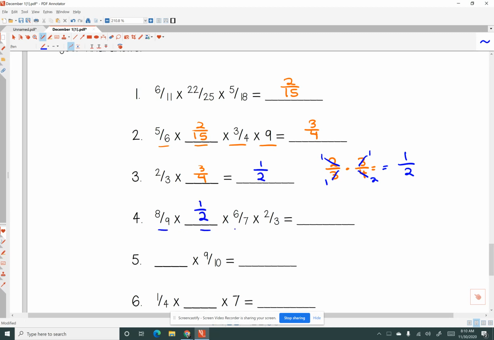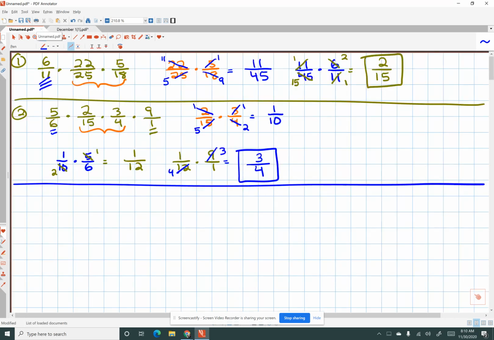But number 4, 1, 2, 3, 4 fractions. Let's go to our scratch paper. Number 4, 8/9 times 1/2, which was our answer from number 3, times 6/7 times 2/3. And let's think about this. Multiplication is commutative. I'm going to multiply 8/9 times 6/7. I'll start with those. The 8 and the 7, I can't do anything about that. But the 6 and the 9 are both divisible by 3. 6 divided by 3 is 2. 9 divided by 3 is 3. 8 times 2 is 16. 7 times 3 is 21.